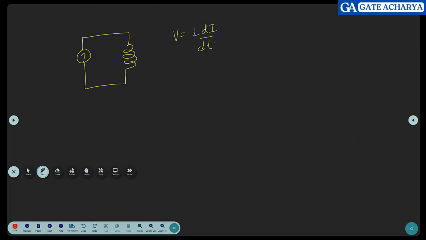The AC current source, it's a different ball game. Since it's a constant current source, there is no opposition. So the voltage will be 0. So that means this is just like a wire. It offers no impedance to the system. It's just a wire. Okay, there is nothing happening there.